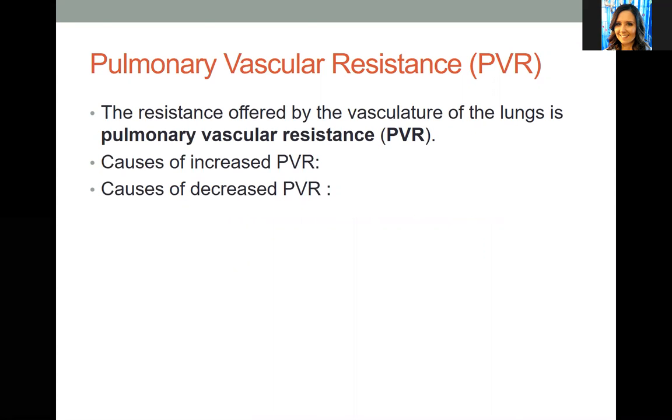So it's similar to SVR, but instead of systemically, we're talking about the pulmonary vasculature. So the resistance of blood flow through that pulmonary vasculature. And again, it's affected by vascular tone and diameter. We can think of PVR as our right ventricular afterload, so the force that the right ventricle has to overcome to get blood into the pulmonary vessels. When we talk about PVR, the only way to measure it is invasively. So it's measured and calculated using a pulmonary artery cath and a wedge pressure.